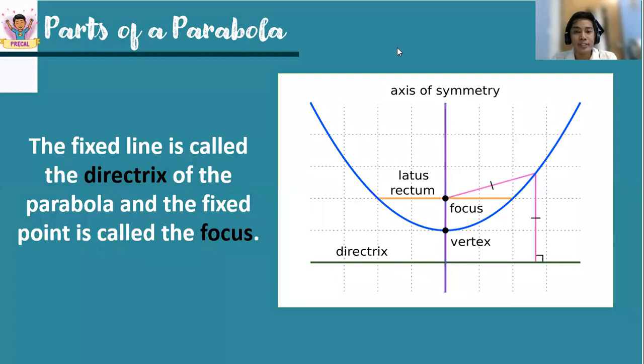And the fixed point is called the focus. Notice that the focus of the parabola is the one that the parabola opens with. So if it opens upward, then the focus is above the vertex of the parabola.